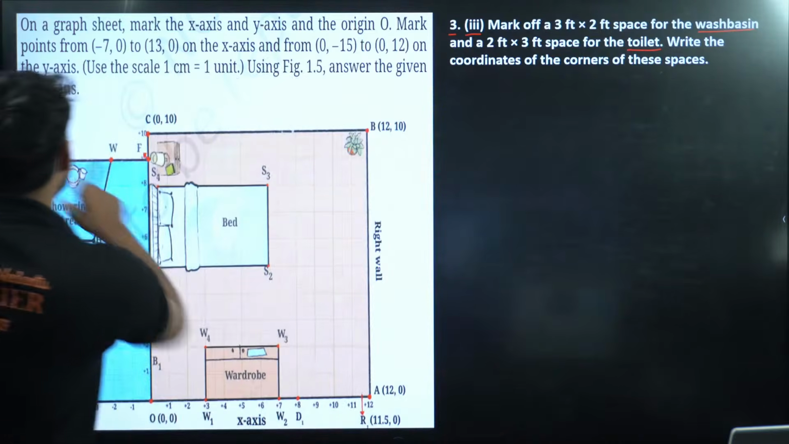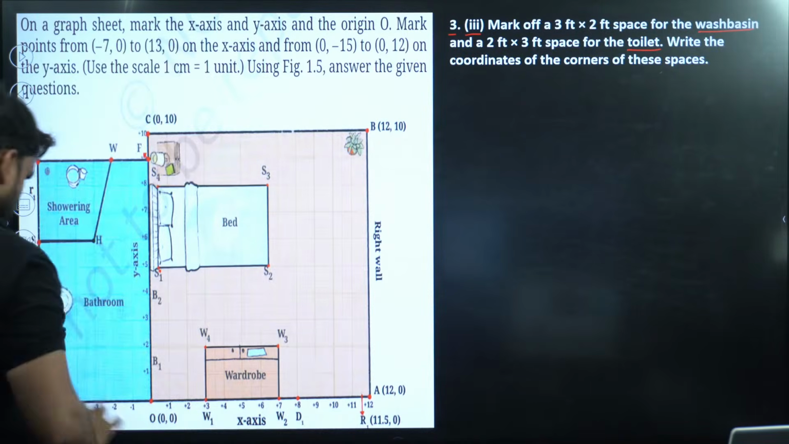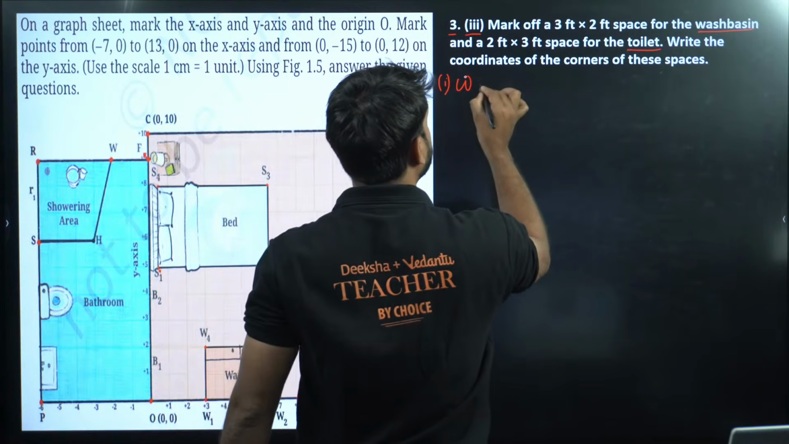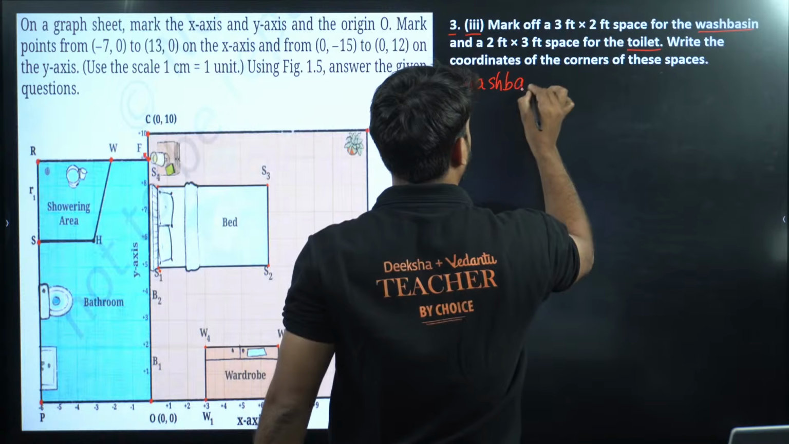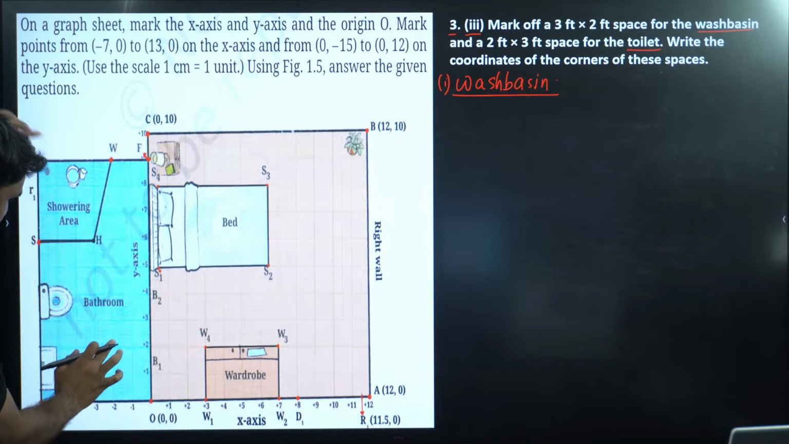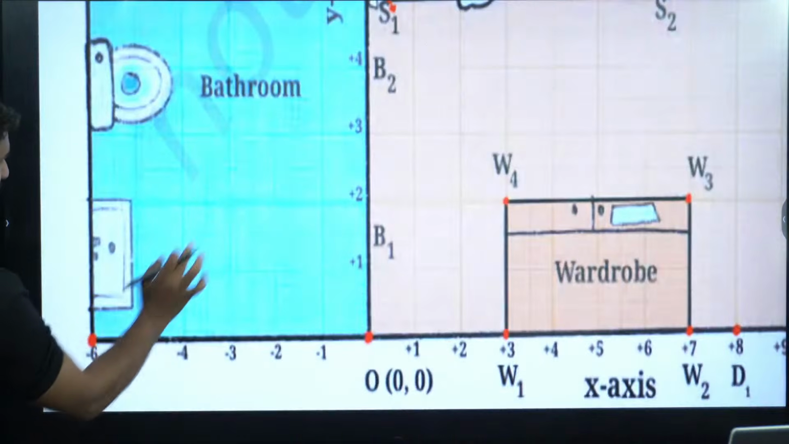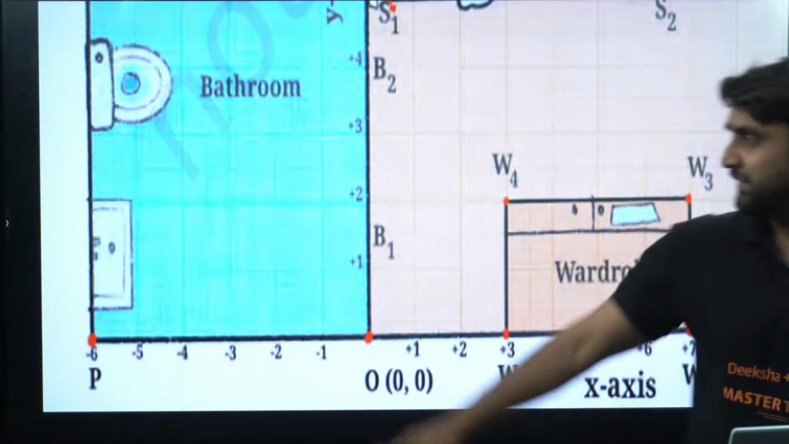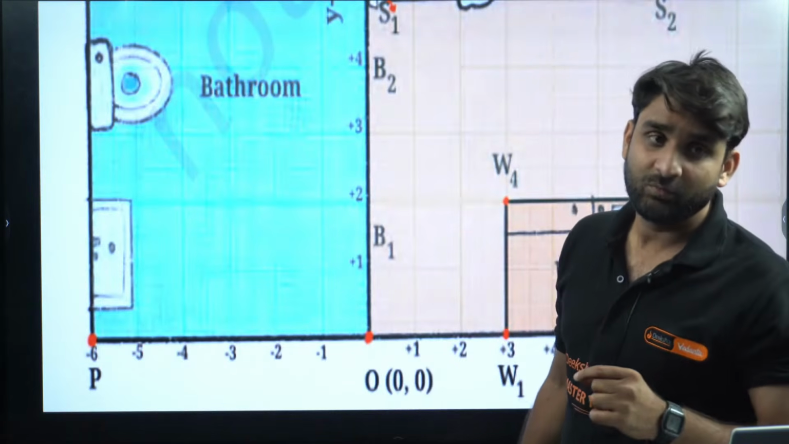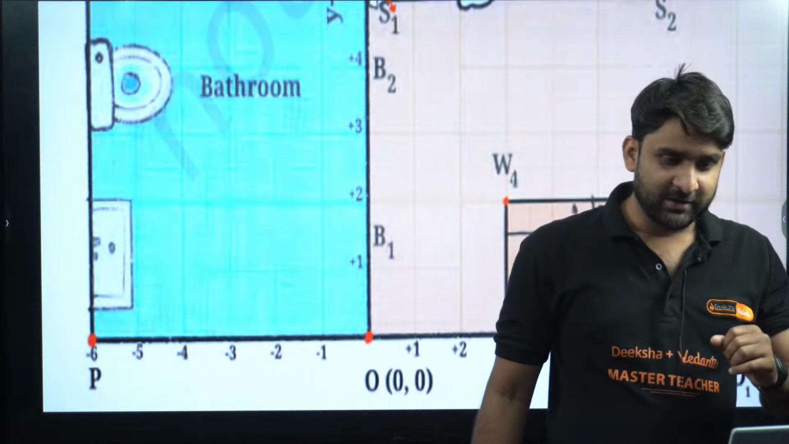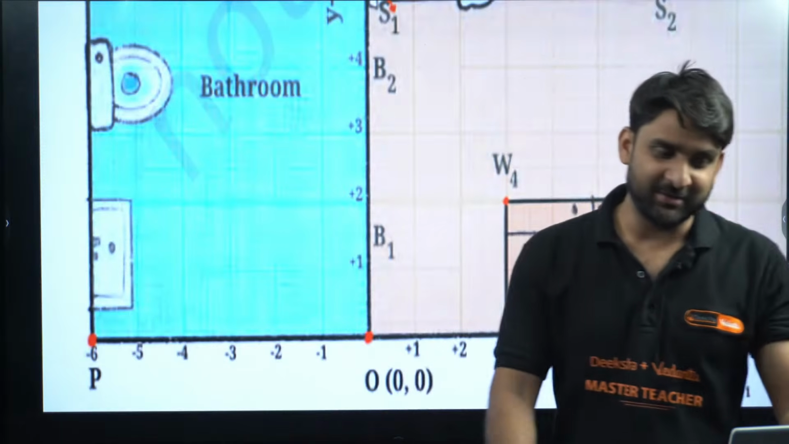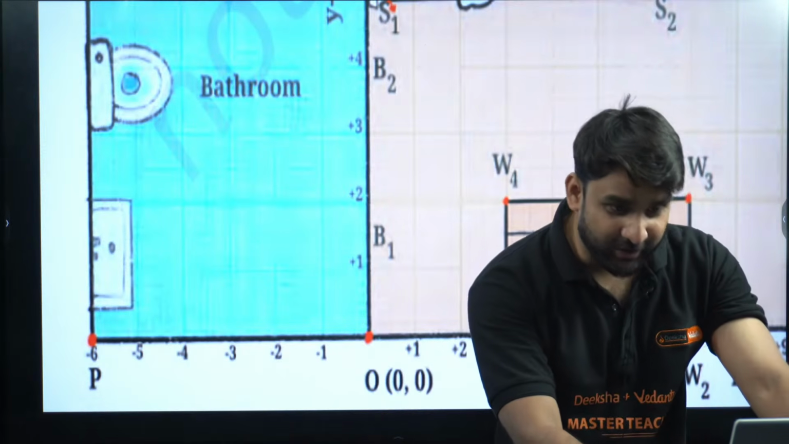Okay, so let's write the coordinates. What will be the coordinates, champions? Let's first talk about the wash basin. Please look here, champions. I'm zooming the diagram here. This is the wash basin. Look at the wash basin. We have to write the coordinates for this. Can anyone write the coordinates of this wash basin? Please tell me. I'm looking at the chat section.